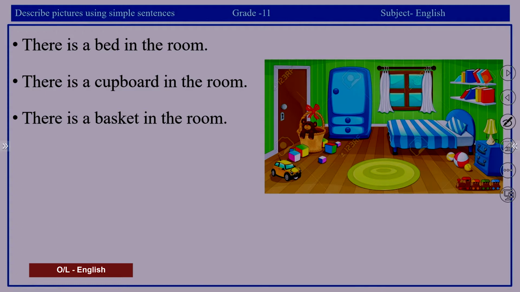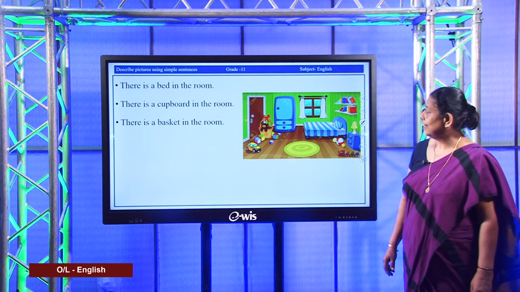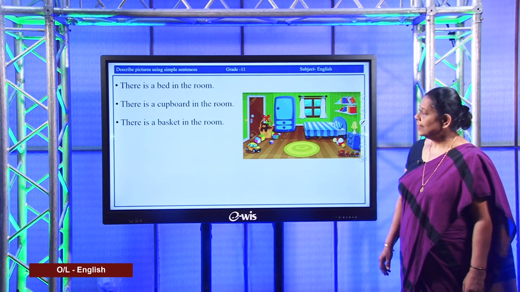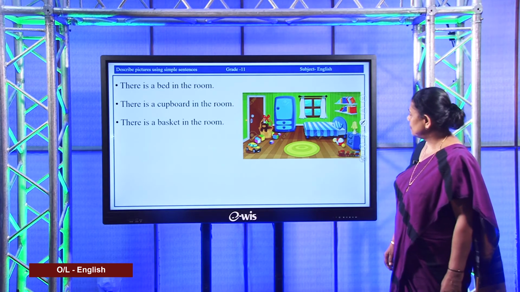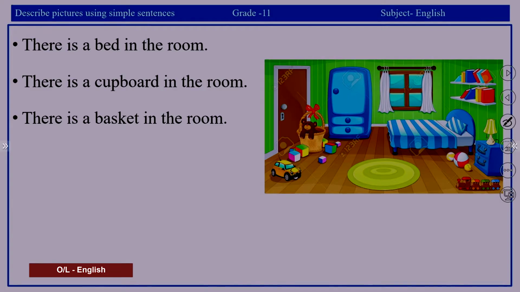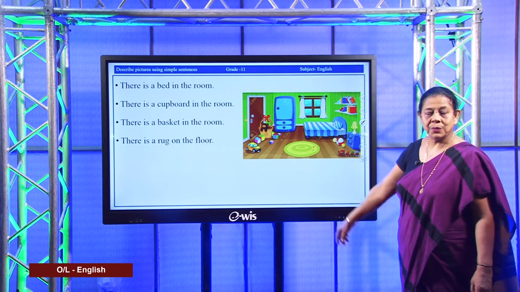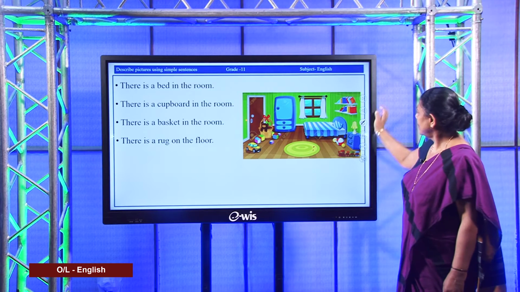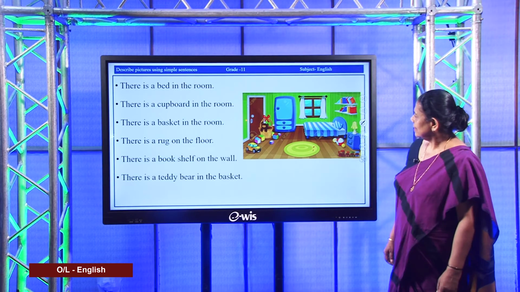Yes. Can you see a basket? Yes. So how do you write the sentence? There is a basket in the room. Right. Yes. What's that? There is a rug on the floor. Right? Where is it? It's on the floor.